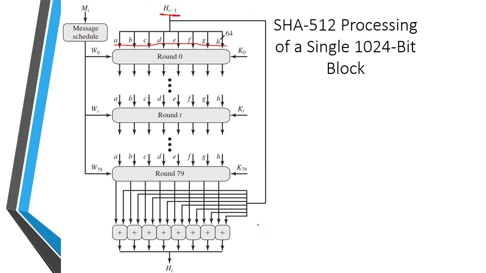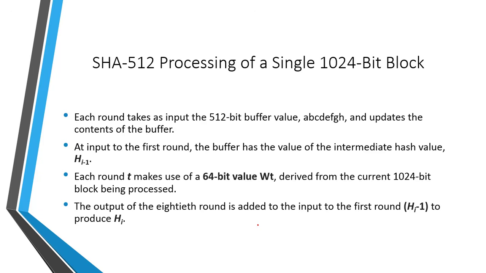Next, we will see each round takes as an input the 512-bit buffer value ABCDEFGH and updates the content of the buffer. At the input of the first round, the buffer has the value of the intermediate hash value, that is H(i-1), and it also takes the 64-bit value Wt, which is derived from the 1024-bit block being processed. The output of the 80th round is added to the input to the first round to produce H(i). So in this way all the rounds of the SHA algorithm are performed.